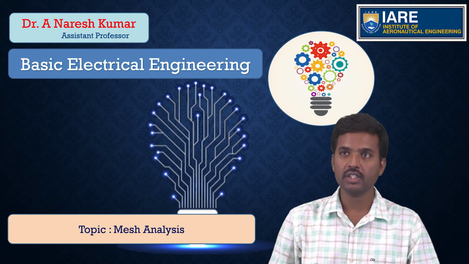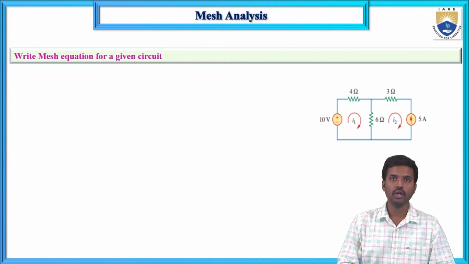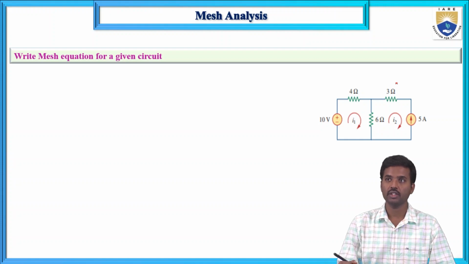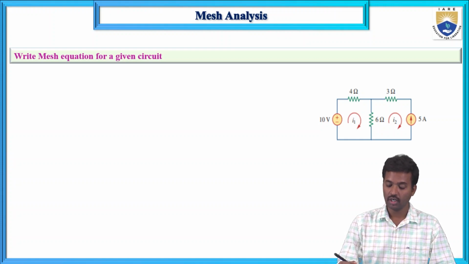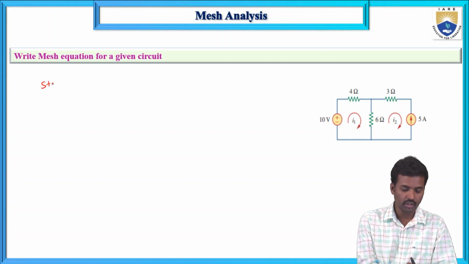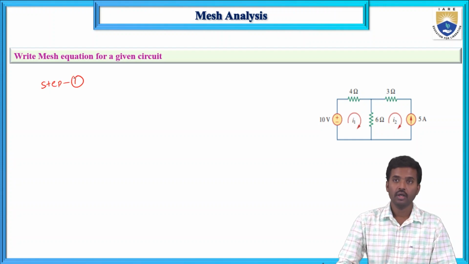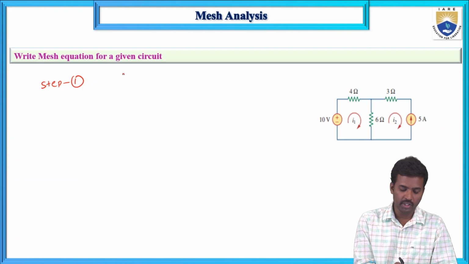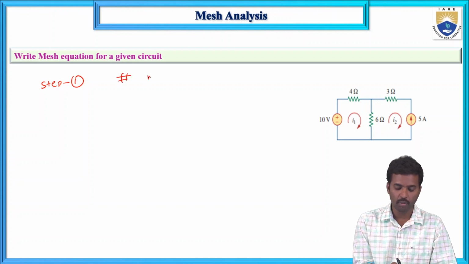Now, what are the steps to solve the mesh equations? Here is one circuit. What are the steps? Step 1: determine the possible number of meshes in a given network.